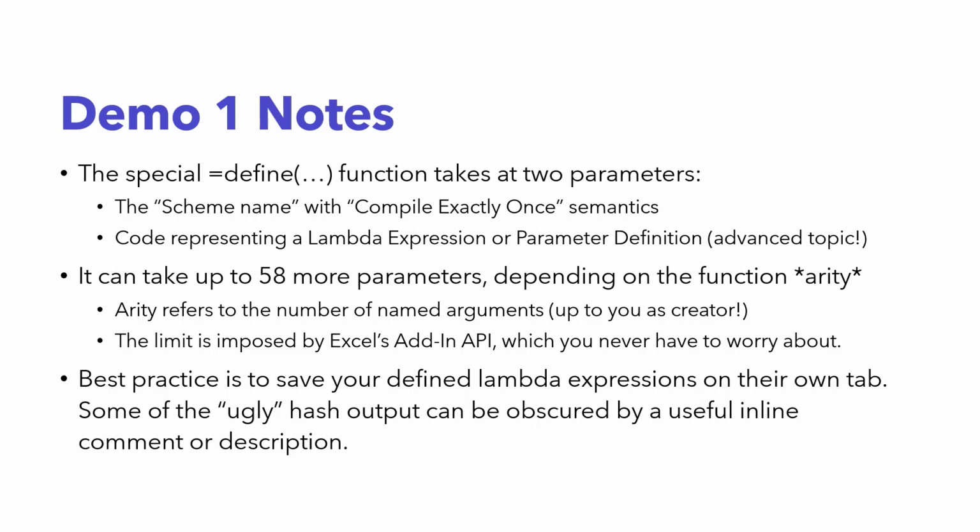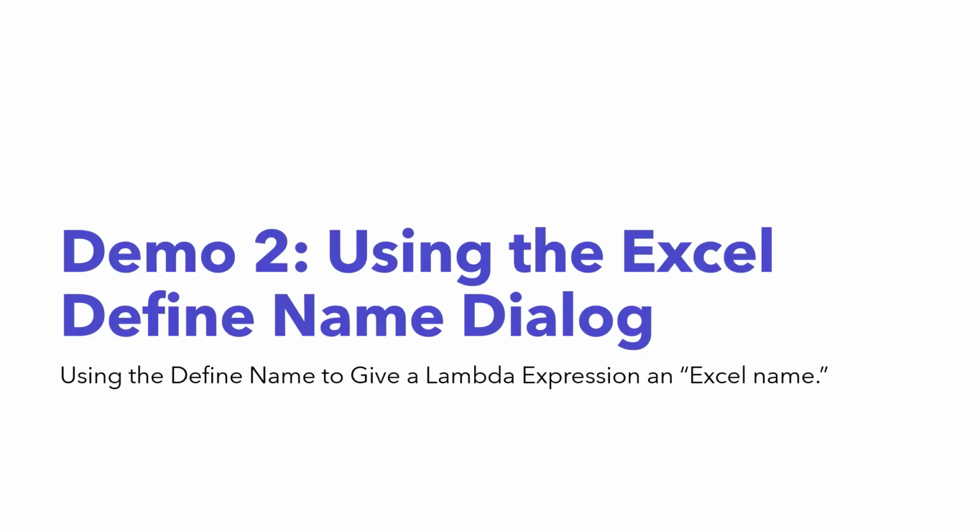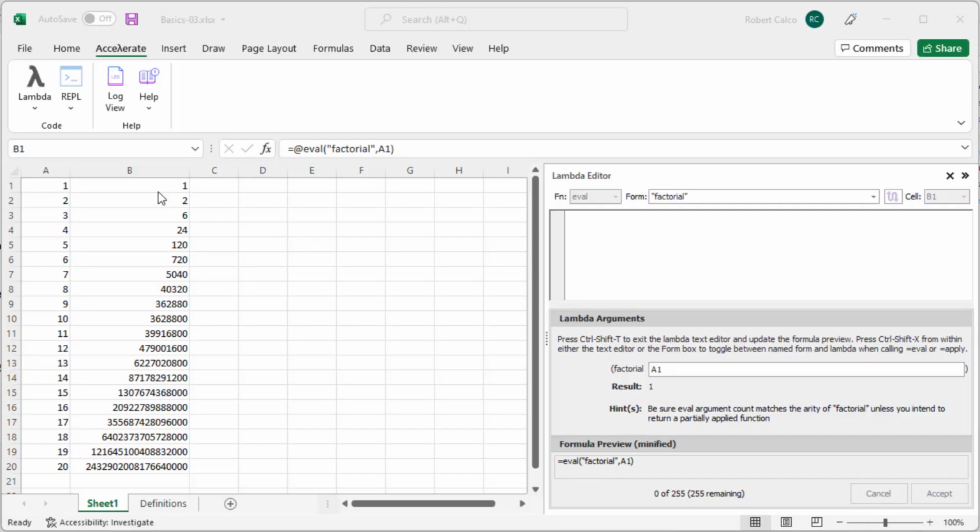Best practice is to save your defined Lambda expressions in their own tab. Some of the output can then be obscured by a useful comment or description, which is good to have anyway for self-documenting spreadsheets. Regarding arity, if you ever find yourself using more than a handful of named parameters, you may need to break it up into a smaller number of methods. We'll get into these kinds of coding practices in our advanced series. Now we'll take a look at how to give a named Lambda an Excel name and discuss some of the reasons you might want to do that.